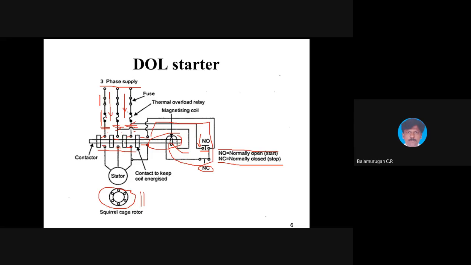And if you try to switch off this machine, in the normally closed button, if you press the stop button, the magnetizing coil will get de-energized and it will release the contact. If it releases the contact, what will happen? It will move towards the left side and break the circuit. Okay. If there is any overload or single phasing, the thermal overload relay will protect against both the single phasing as well as the overload condition. These are the key points about the DOL starter.